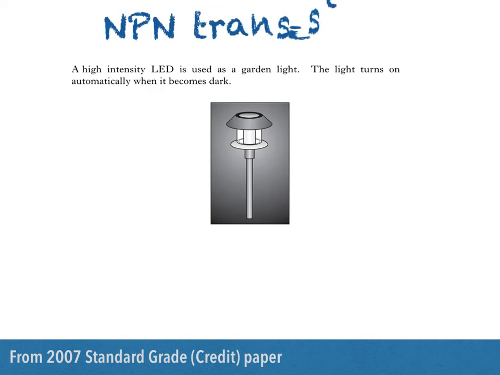Hi there. In this video I'll be answering a question on NPN transistors, looking at the operation of a circuit which automatically switches on an LED when light level decreases, and explaining its operation. Here's a question from the 2007 standard grade credit paper.